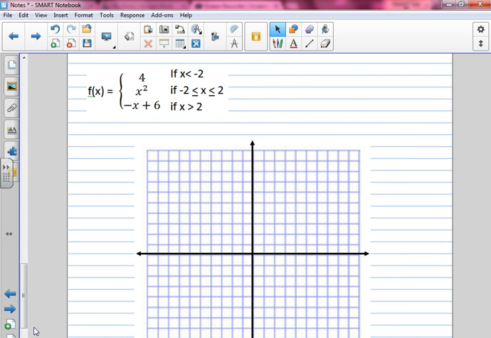So I'm going to do this example. f of x equals 4 if x is less than negative 2. f of x equals x squared if x is between negative 2 and 2. And f of x equals negative x plus 6 if x is greater than 2. The first thing I'm going to do is start with the top, f of x equals 4.